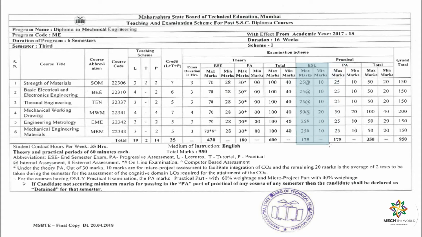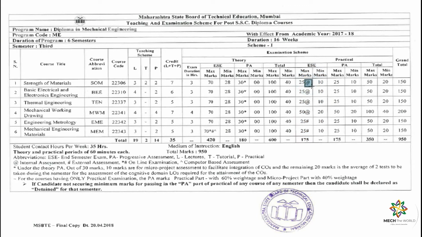The end semester exam of practical will be of 25 marks, among which you must score 10 marks to pass. Now here the specific abbreviation, which is commonly known as at the rate, represents the mode of practical exam. That means if you see the at the rate abbreviation, this exam will have internal assessment, whereas if you find the hash abbreviation, which represents external assessment, that means an external examiner will come from a different college and will conduct the practical examination.